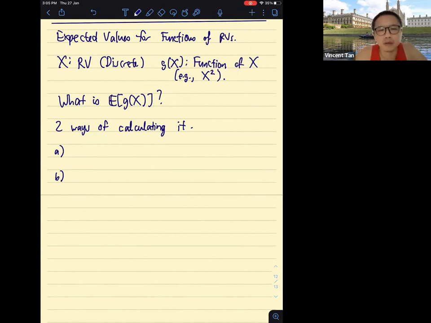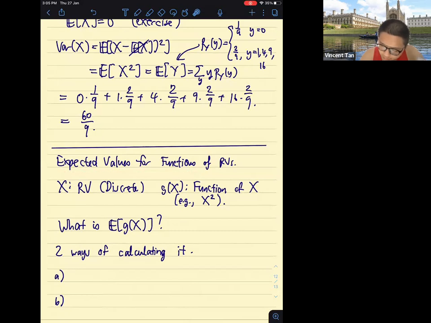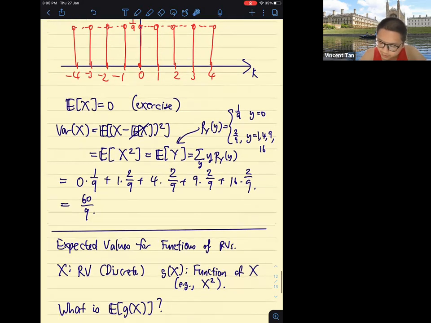Okay. So now I want to talk a little bit about a surprising connection, a surprising way to compute the variance. Just now we saw one way, and that is basically to compute the probability mass function of y first, before we take the expectation value of y to compute the variance of x. So y is this new function, x squared, because x has zero mean in this particular case.